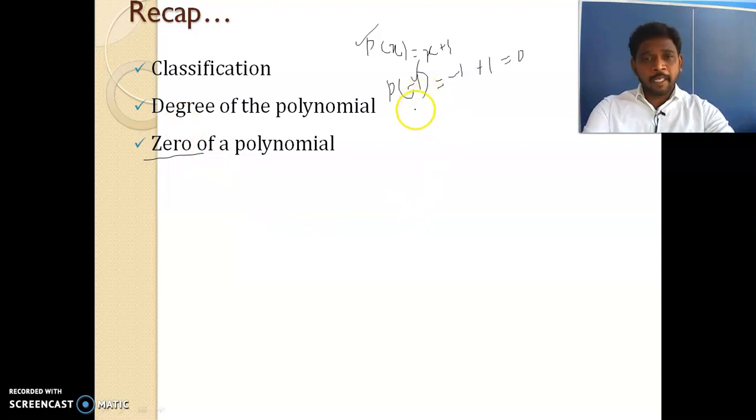Suppose instead of minus 1, you substitute any other number, for example 2. What will happen? P of 2 equals 2 plus 1, which equals 3. That is not equal to 0, it is a non-zero number. Therefore, 2 is not a zero of the polynomial. So the only number that makes the polynomial 0 is minus 1. Therefore, minus 1 is called the zero of this polynomial.